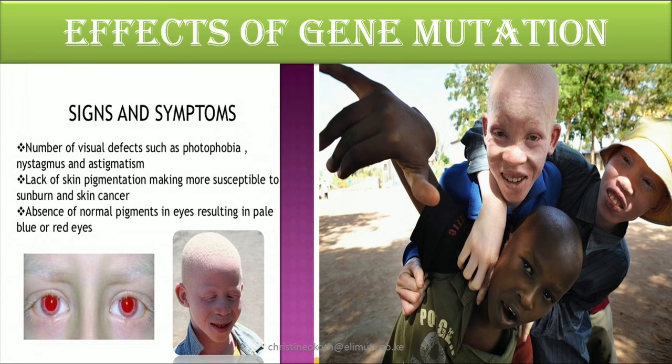If you look at the illustration, we have two boys here who are albinos, and the black boy, that one is just fine. So you can look at some of the signs by which you'll identify that a person has albinism.